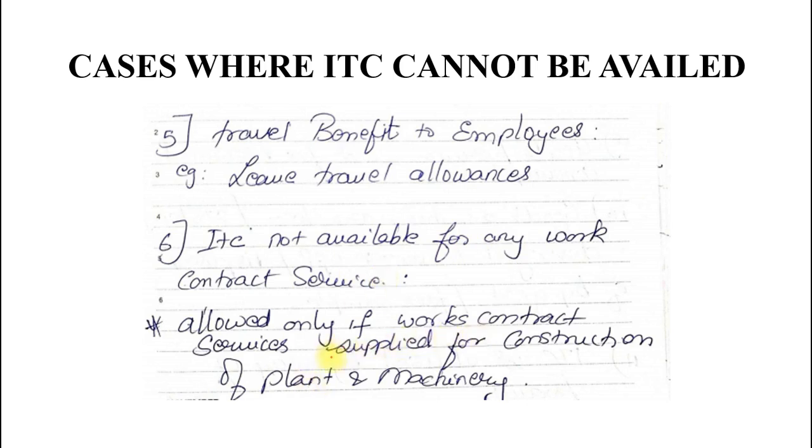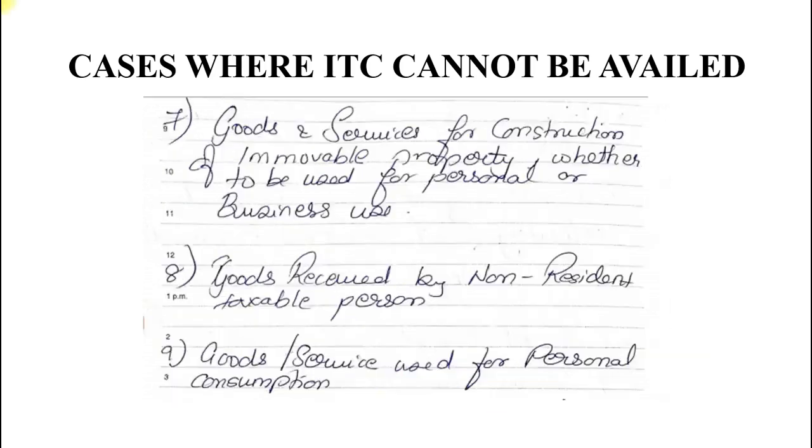Allowed only if work contract service is supplied for construction of plant and machinery. So only if it is plant and machinery construction related, then it is available, otherwise not. Next, goods and services for construction of immovable property, whether to be used for personal or business. So for construction work, if you're purchasing any goods and services, on that ITC is not available. Goods received by a non-resident taxable person, ITC cannot be availed. Goods and services used for personal consumption cannot be availed.